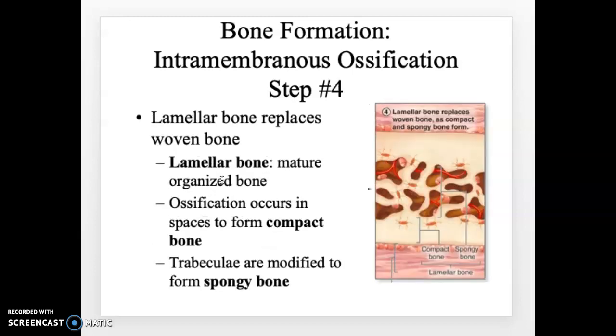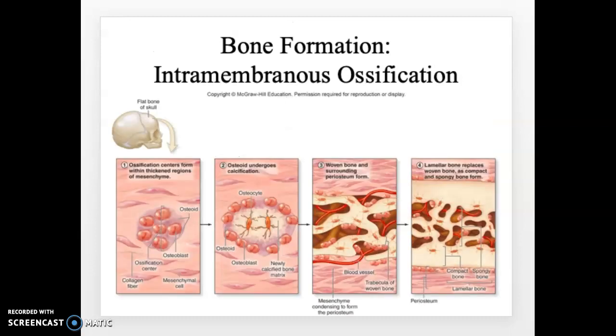Step 4, this lamellar bone comes in and it starts to form a mature type of bone. And then the ossification starts to form compact bone on the outside. And then on the inside, the trabeculae get a little bit modified to form what we know as spongy bone. Okay, so this is all of those steps laid out here. And remember, this is like flat bones of the skull.